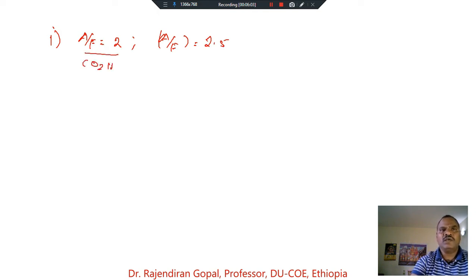The first question is the combustion equation. The stoichiometric combustion air fuel ratio is different from the actual combustion air fuel ratio, which is equal to 2.5. The product of combustion in this case is CO2, H2O and N2. In addition to that, there is O2.